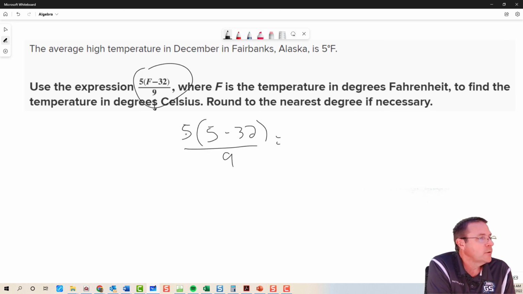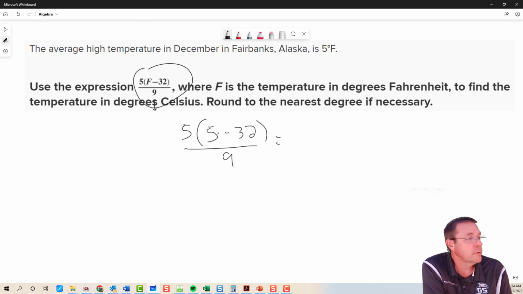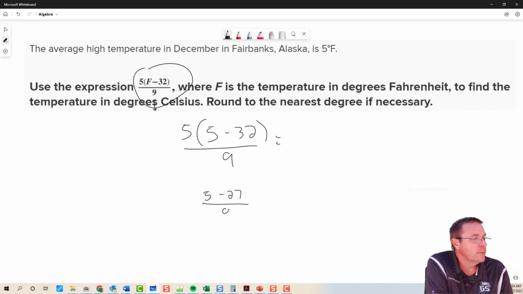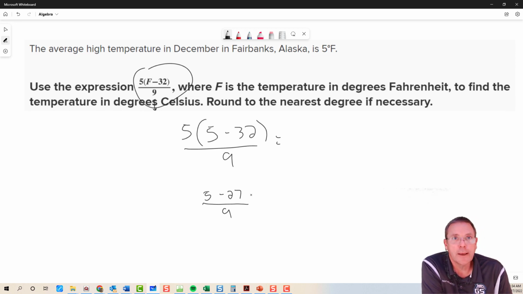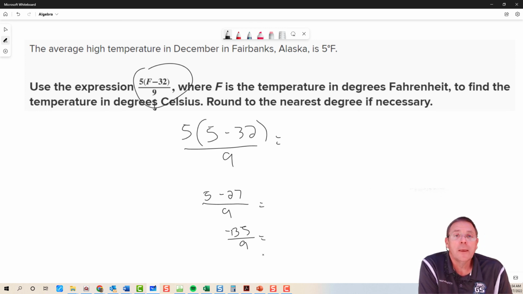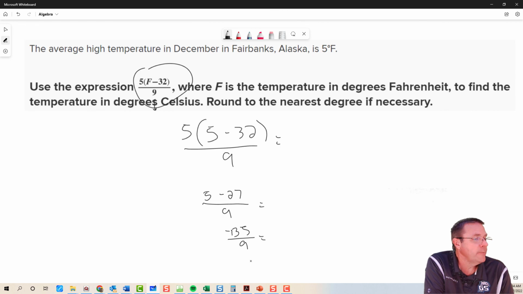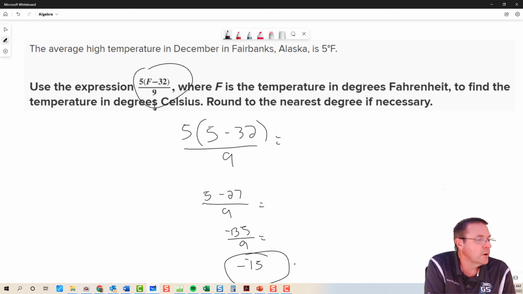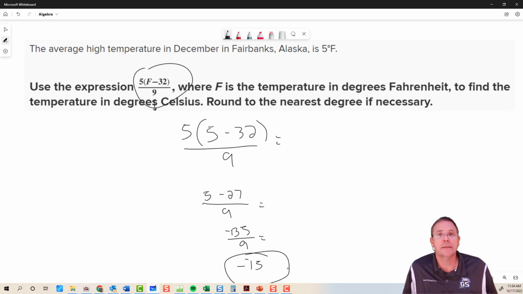Next, we're going to do inside our parentheses for the PEMDAS, 5 minus 32. That's going to give me a negative 27. So our next step's going to look just like that. And then 5 times the negative 27, well, that's going to give me a negative 135 divided by 9, which is going to go right there. And then 135 divided by 9, that's going to become 15. And a negative divided by positive is going to give me a negative. Not sure where that other stray mark came from, but a negative 15 is going to be my final answer. With that, our lesson is done.